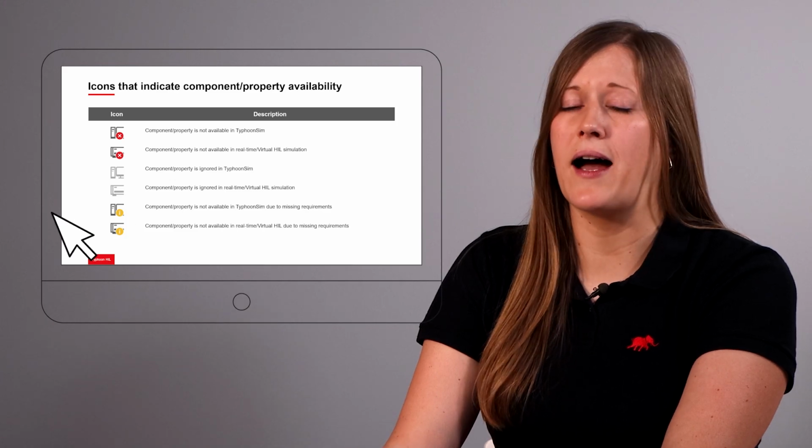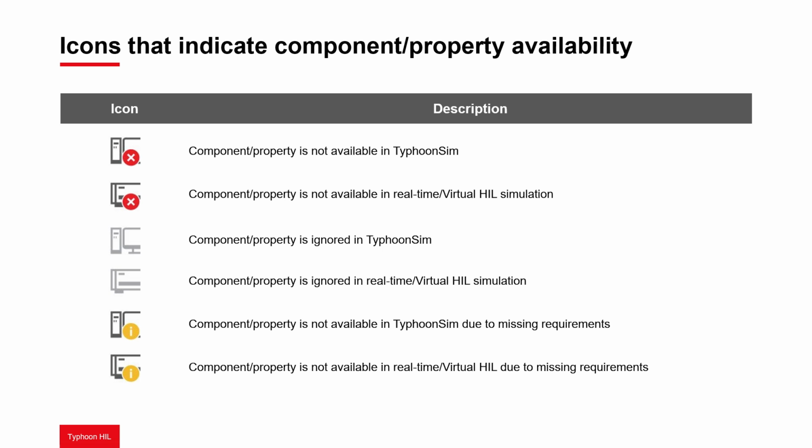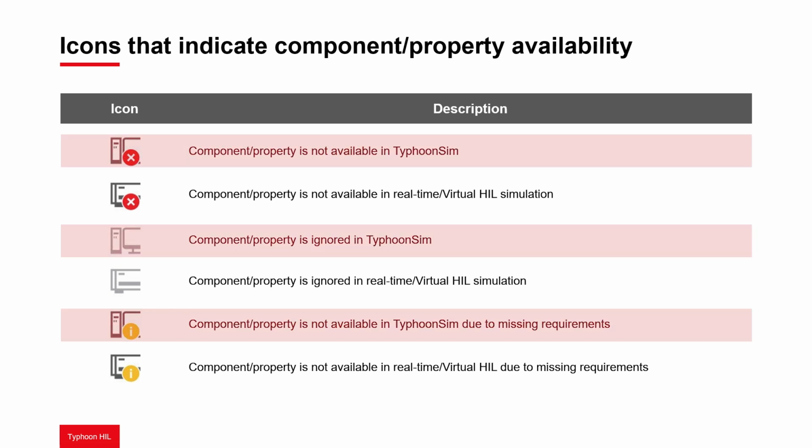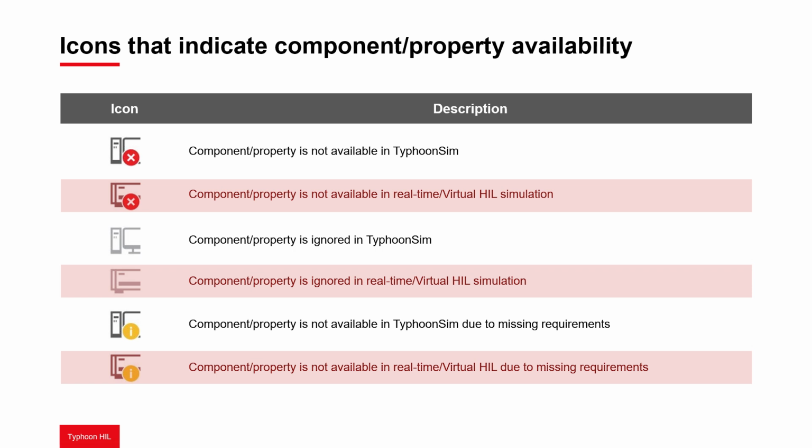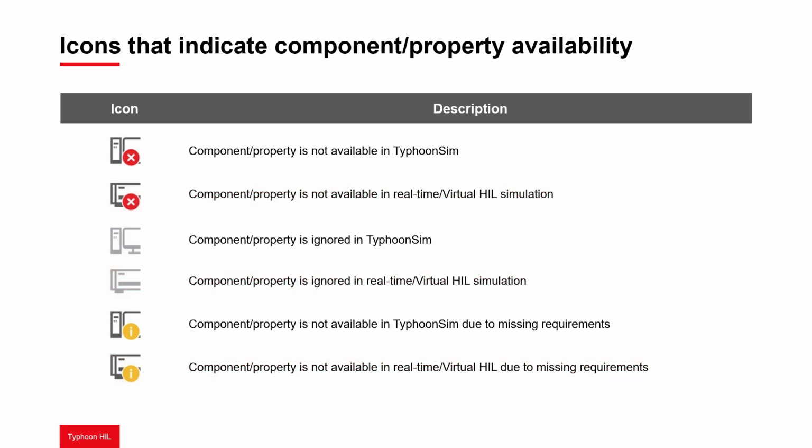The two main background icons represent the different contexts, one for Typhoon Sim depicting a computer monitor, and another for the real-time and virtual HIL context depicting a HIL device. These icons are color-coded indicators to indicate component or property availability. A red circle indicates that the component or property is not available in that specific context. A grayed out icon indicates that the component or property will be ignored in that context. A yellow circle indicates that there are missing requirements, which are preventing the component or property from being available.